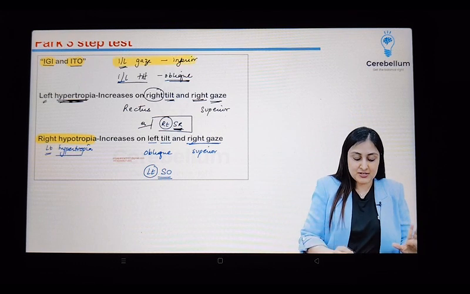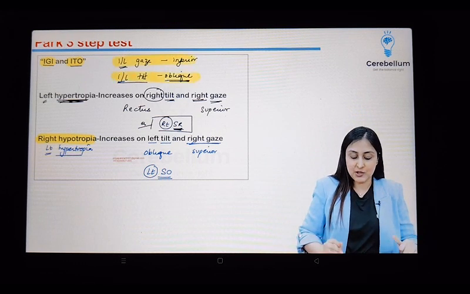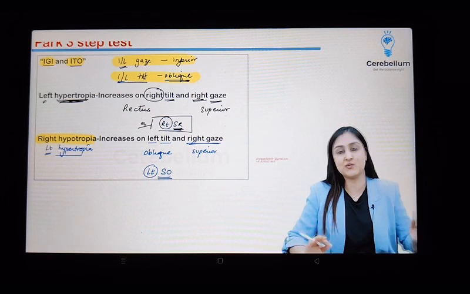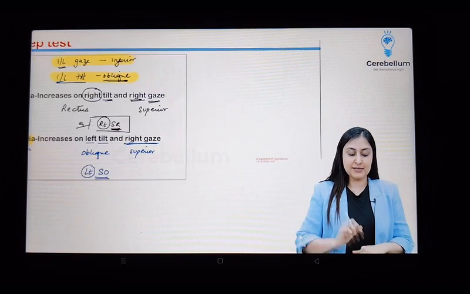So what is my tip? Just write down IGI, ITO, see the question and match. Alright, just create these sets of scenarios and go about solving. This is just like maths, very, very easy. Okay, so this is the PARK 3-step test.